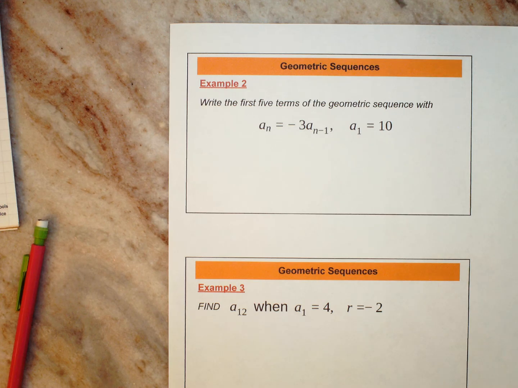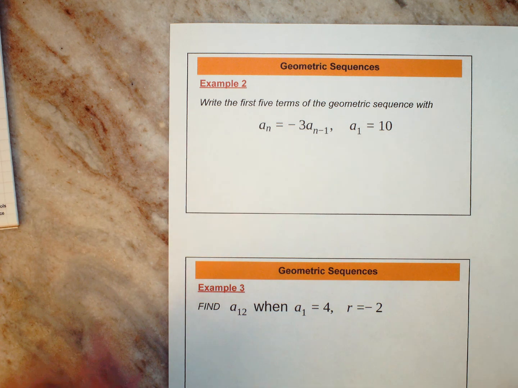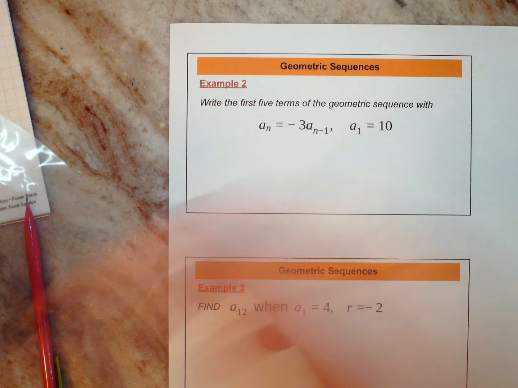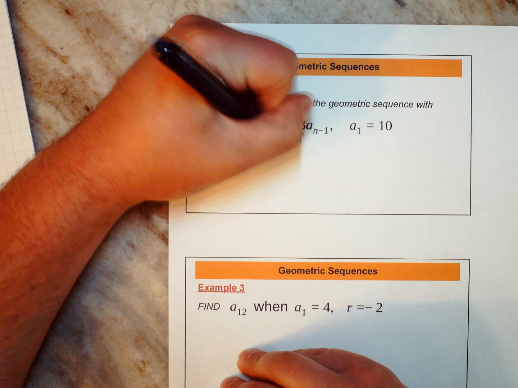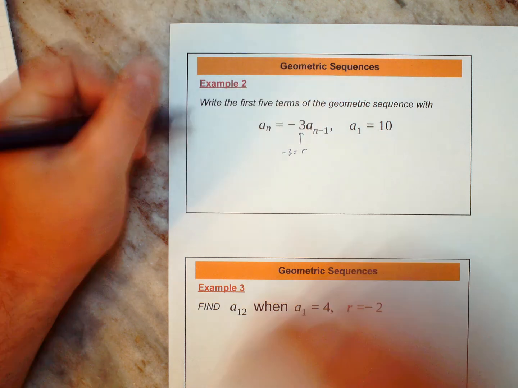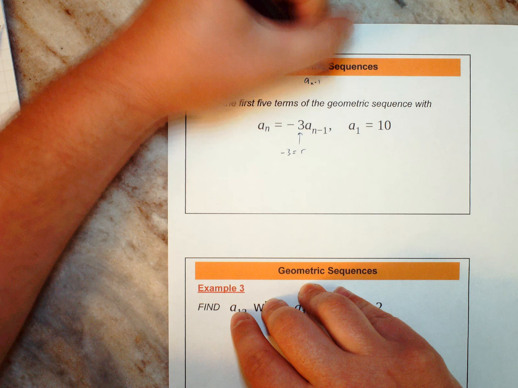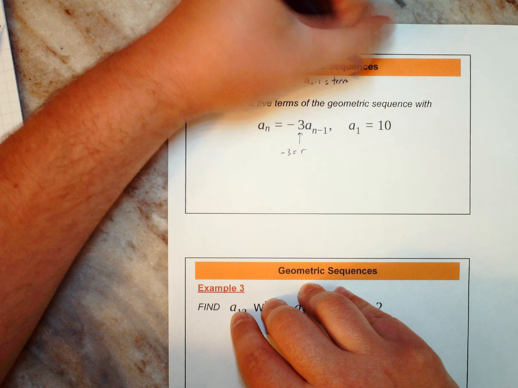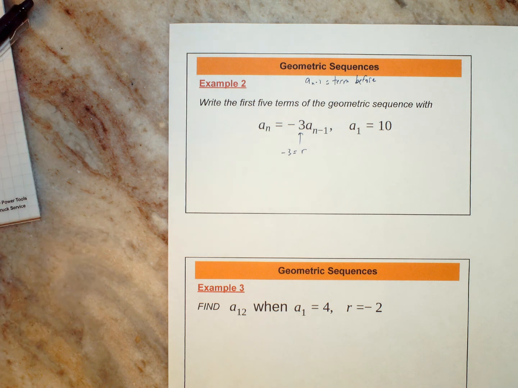All right, example 2. Write the first 5 terms, except now they're not giving me the common ratio. I have it written as an equation here, and I have to be able to find the common ratio from it. So the common ratio, or my r, is this -3. Remember, a sub n minus 1 equals the term before. So it's actually the same thing we just did, just written in a little bit different way.